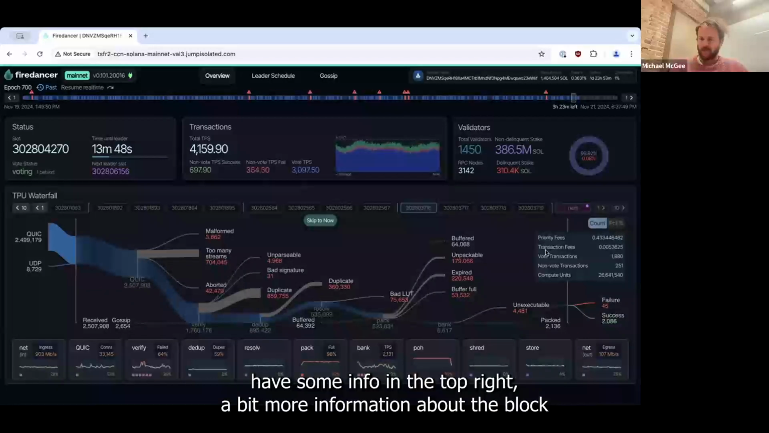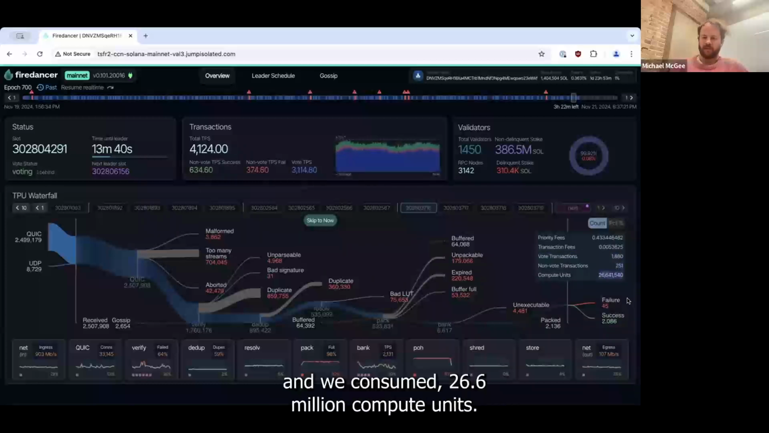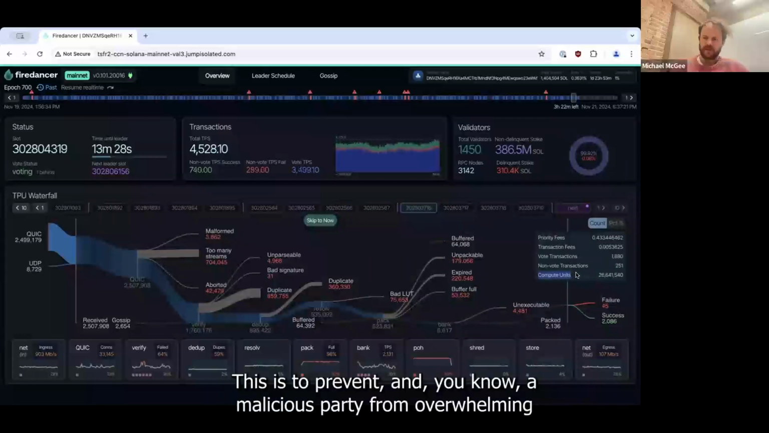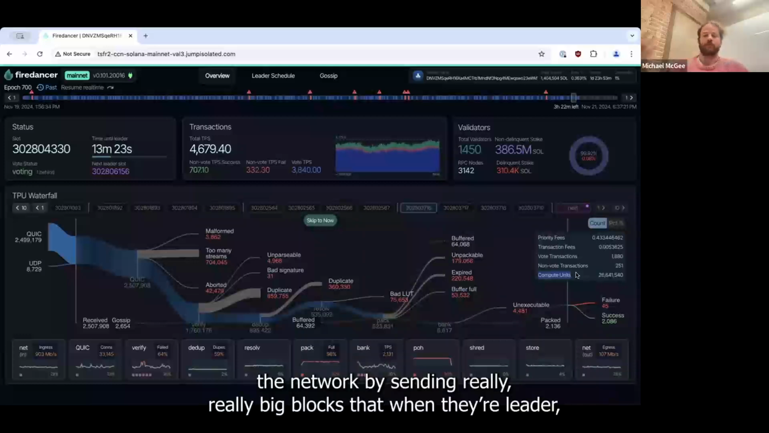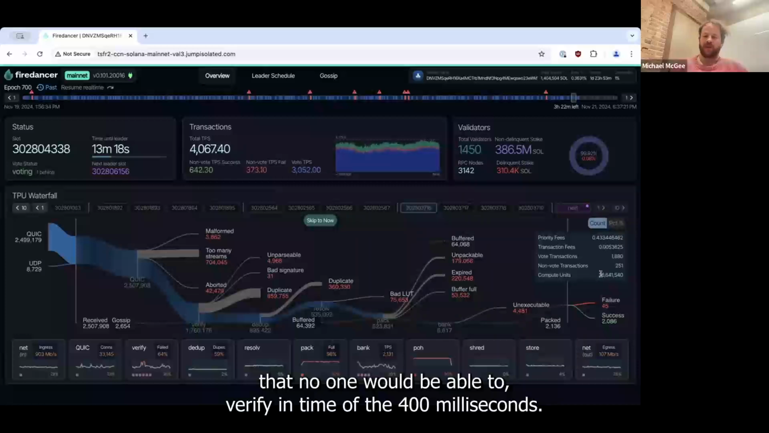Here we have some info on the top right, a bit more information about the block. We put 1,880 vote transactions into the block, 250 non-vote transactions, and we consumed 26.6 million compute units. Now in Solana, each block is constrained to be at most 48 million compute units. This is to prevent a malicious party from overwhelming the network by sending really, really big blocks out when they're leader, that no one would be able to verify in the 400 milliseconds.